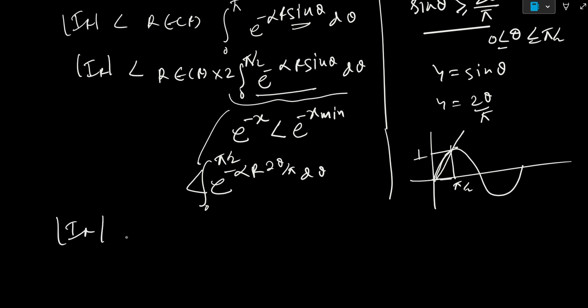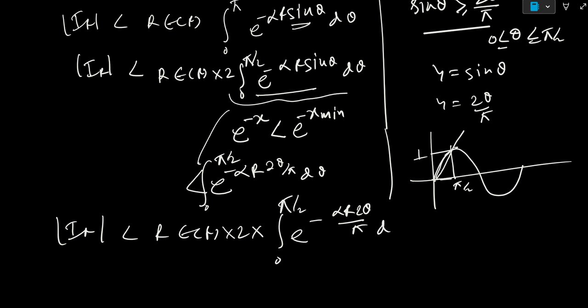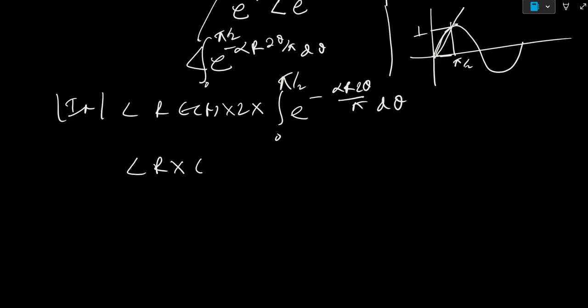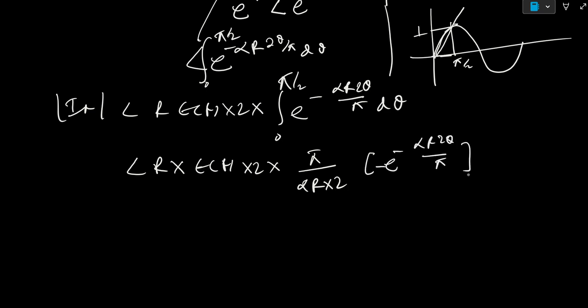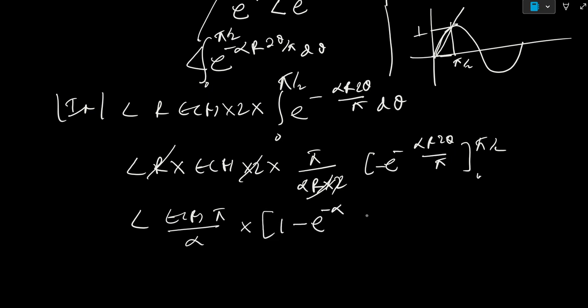So you can write down this, mod I R is less than R times epsilon of R times 2 times the integral from 0 to pi by 2 of e to the power minus alpha R 2 theta by pi d theta. And if you do the integration, you will get epsilon of R times 2 times pi by alpha R times 2, into e to the power minus alpha R 2 theta by pi with a negative sign from 0 to pi by 2. And if you do this, R will cancel out, 2 will cancel out. You'll get epsilon of R times pi by alpha, times 1 minus e to the power minus alpha R. This is your mod value of I R.